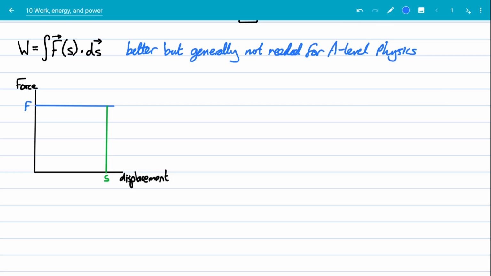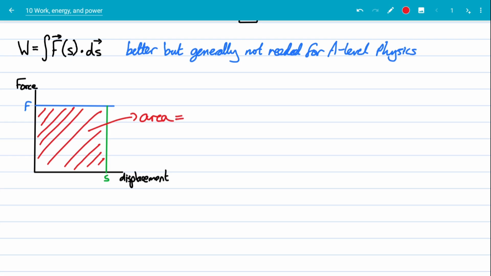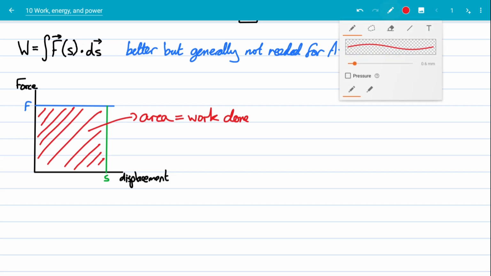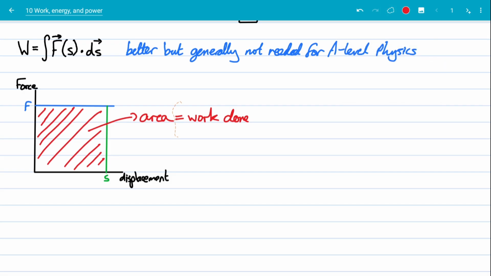There's our F. And so the area here, this area here, that area is equal to the work done. Now that is true for a situation where we have a constant force, like we can see here.